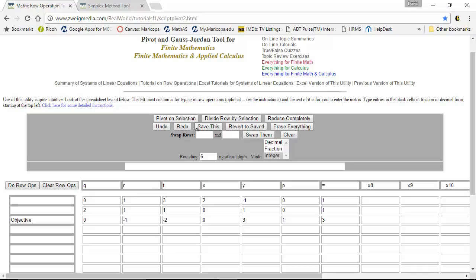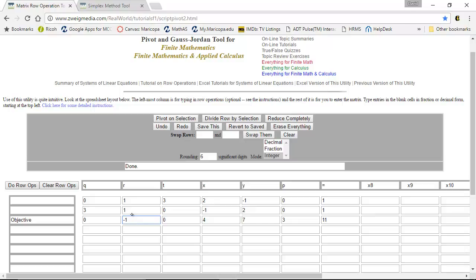Now, we look at our objective and ask, are there still any negative numbers? And yes, there are. So we have the -2 and the -1. That's bigger. So 1 divided by 3 or 1 divided by 1. Well, 1 divided by 3 is larger, so we're going to pivot on that selection. And you'll notice we still have a negative value here.